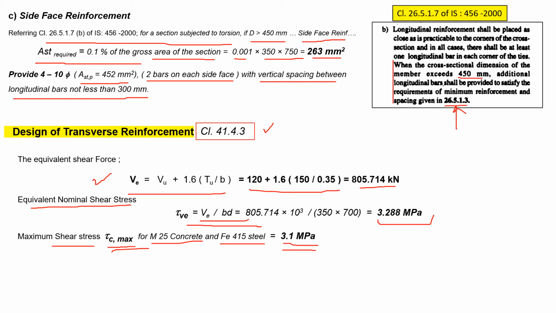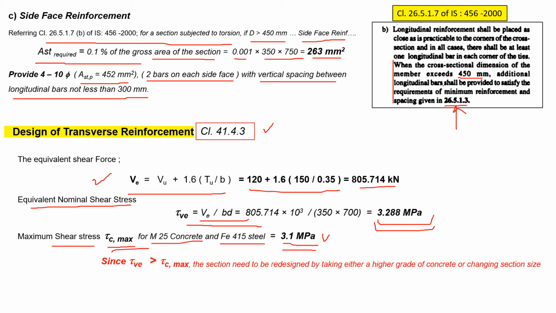That means what is the maximum limit of the shear strength carrying capacity of the concrete section? It comes out to be 3.1, but the section is subjected to shear stress of 3.28, which is higher than this value. So this is the step which we need to take into consideration, that tau V is greater than tau C max. So that means we can't go ahead when this condition is occurring.